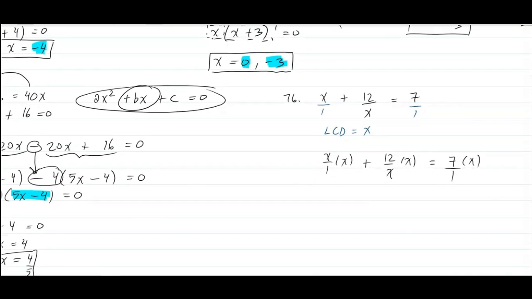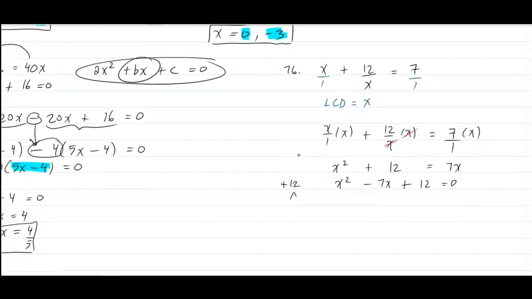Well, what's going to happen? In that first fraction, it's going to become x squared. In the second fraction, the x's will cross off and you'll be left over with a plus 12. And in that last fraction, you'll have 7x. Now you have x squared minus 7x plus 12 is equal to 0. And therefore, positive 12 has two factors, and those are negative 3 and negative 4.